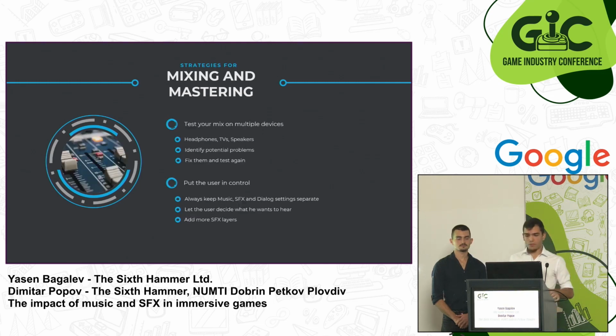Again, test your final mix on multiple devices: cheap headphones, expensive headphones with noise cancelling, TV, speakers. Identify the potential problems with some of the devices. For example, on TV you may not be able to hear some sound effects, so you need to fix that and test again. So this is going to take some time. And lastly, in the settings of the game, you want to put the user into control of the mix. This is very important, so keep the music, the sound effects, and the dialogue's volume into a separate slider, so the user can control what they want to hear.